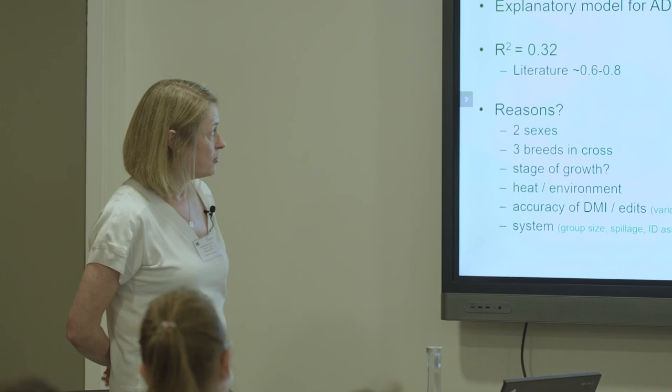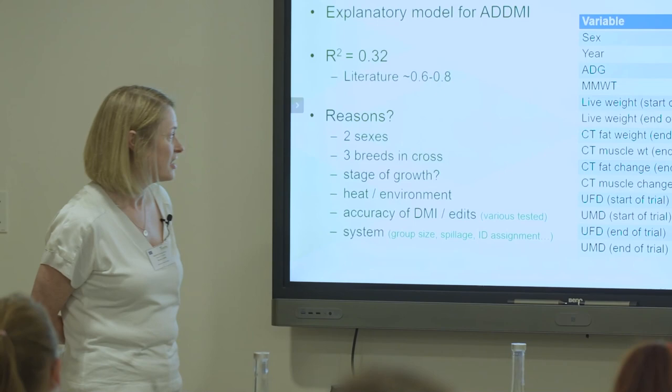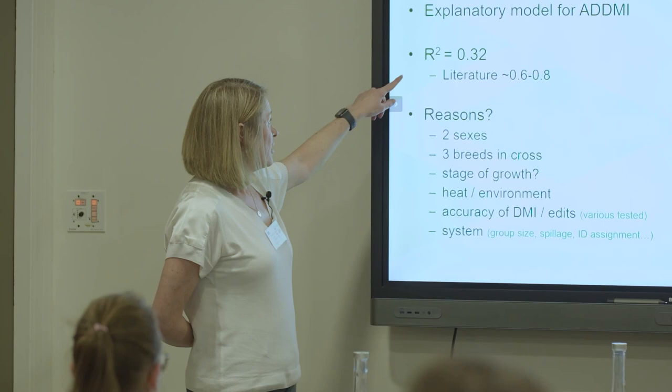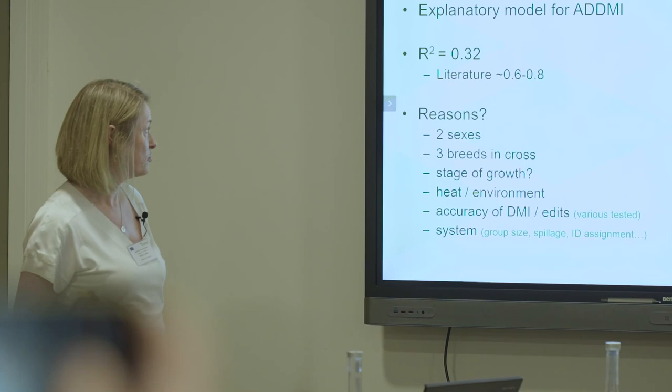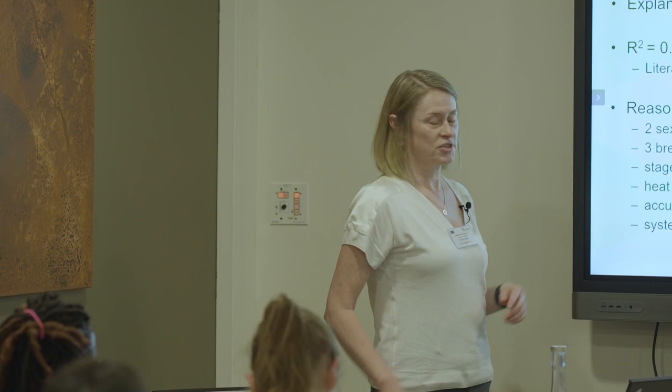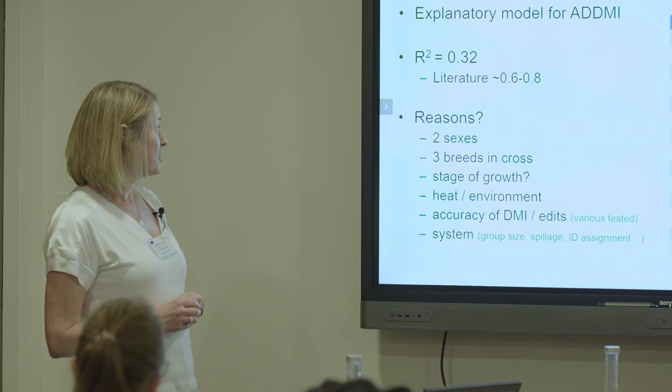So this was the most informative model that I had, the things with the ticker, the things that were included in the model. But even the best model only came to an R-squared value of 0.32, whereas from what Ellie and Flavie and Juan-José were saying before, for meat and dairy sheep, in the literature the estimates are more up around 0.6 to 0.8, which is something that I'd quite like feedback on if anyone thinks of any reasons why our data set might be different.